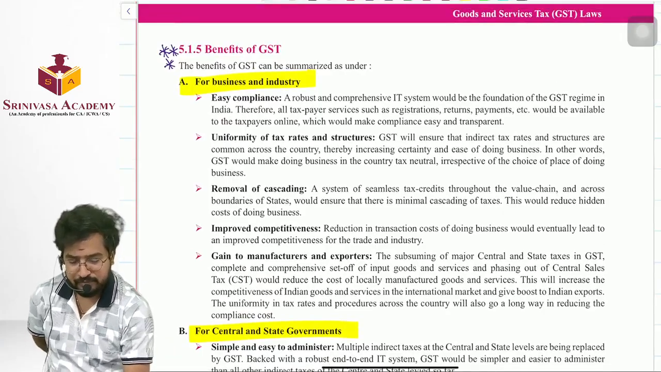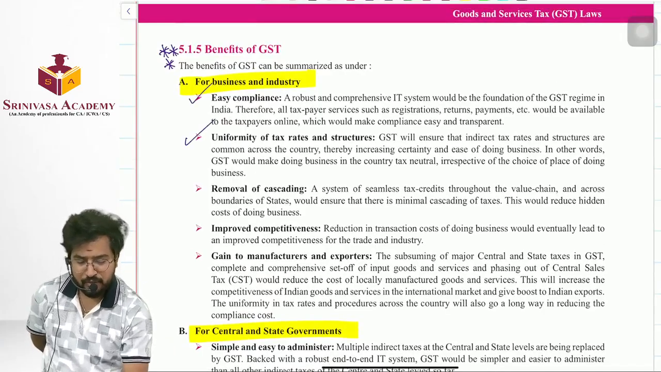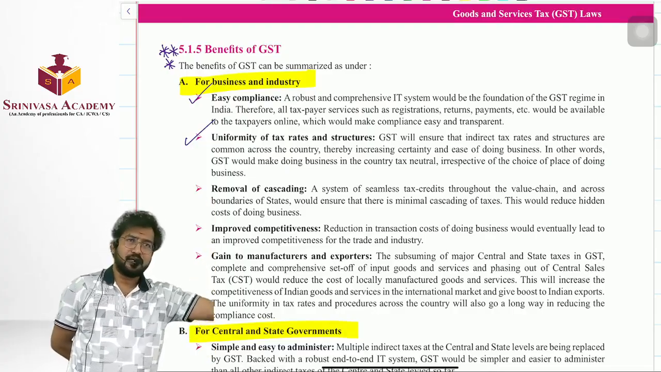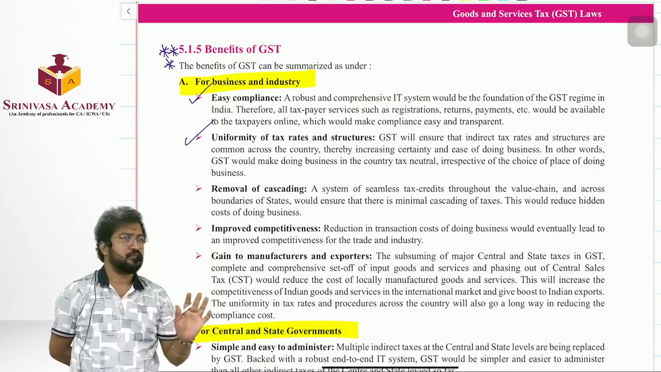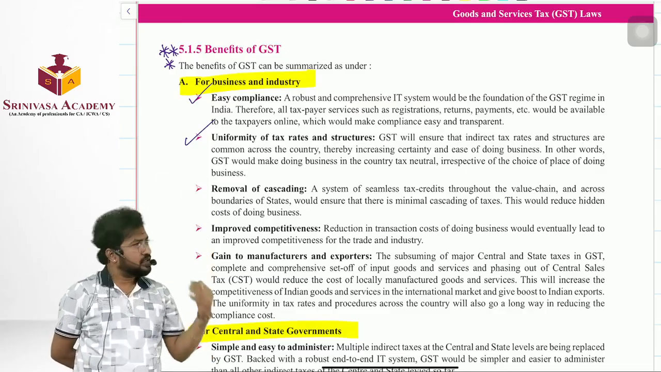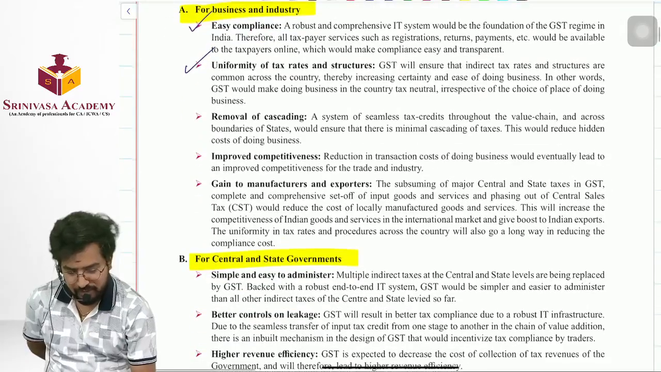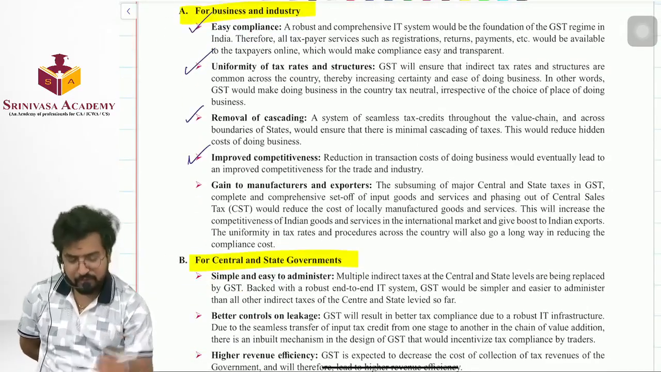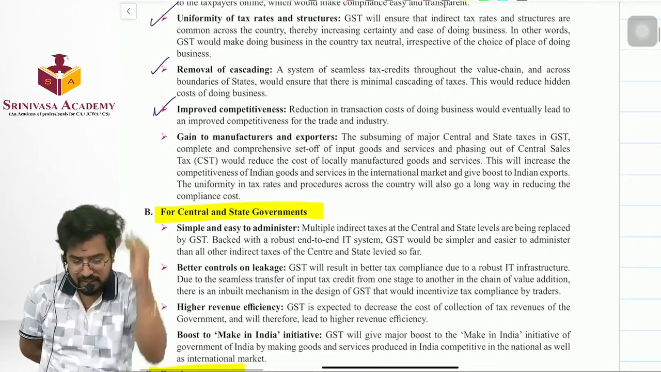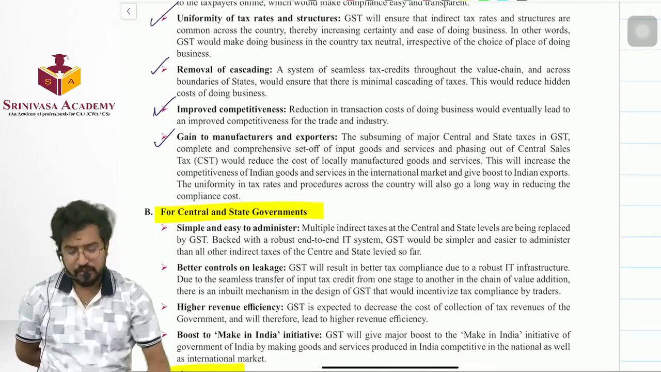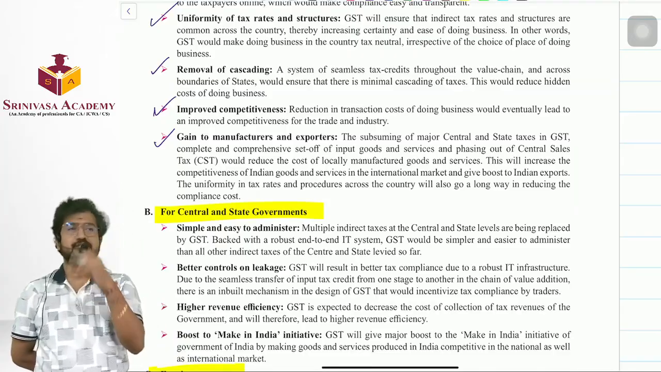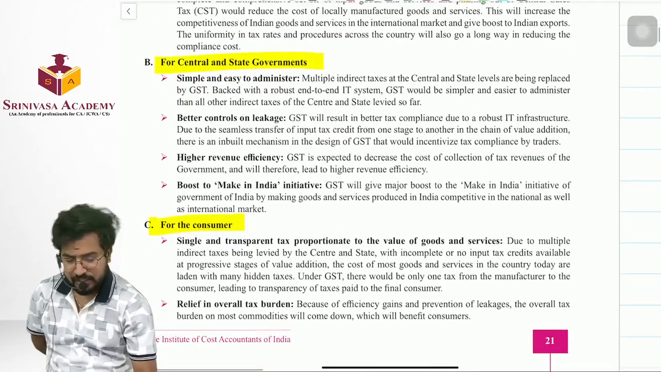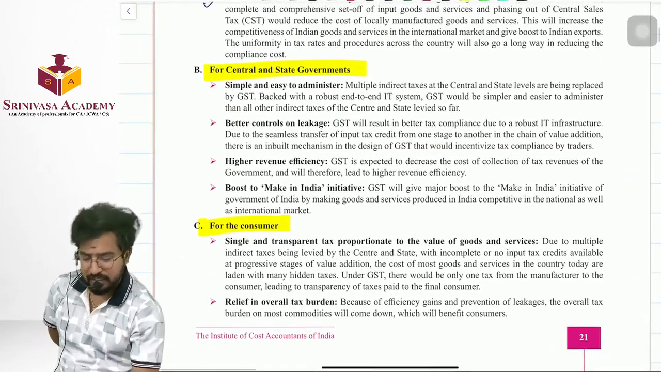What are the benefits for business and industry? Number one, easy compliances, uniformity of tax rates and structures. If you are doing business in Karnataka and Kashmir, rules are the same. Earlier it was different, but now it is the same. Removal of cascading, that means no more tax on tax. Improved competitiveness because of reduction in prices, gain to manufacturers and exporters because you can set off the taxes easily.